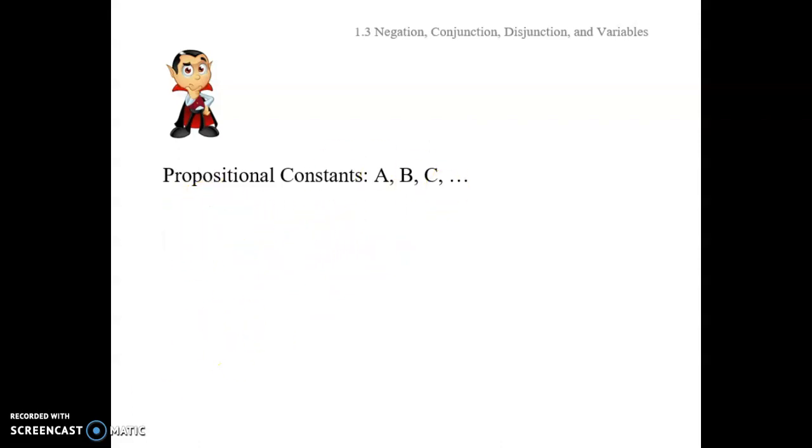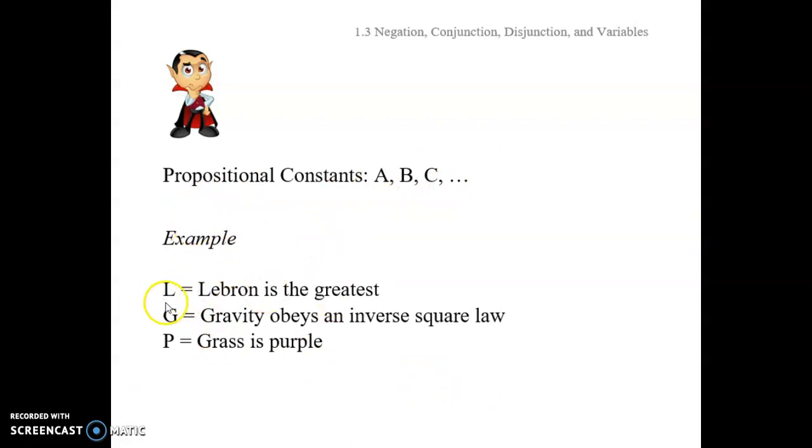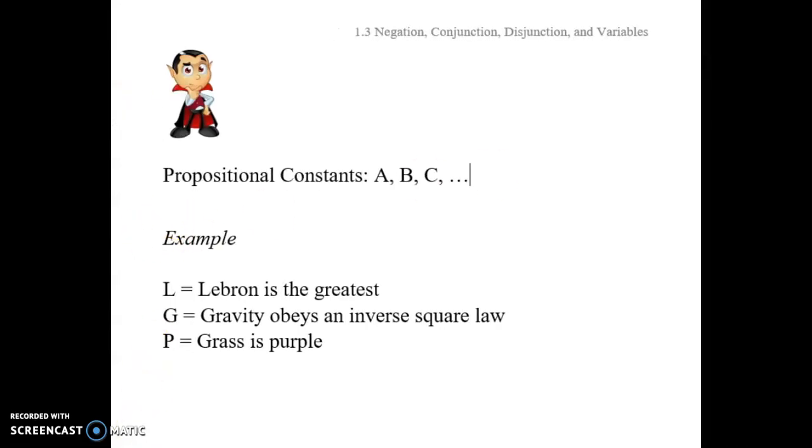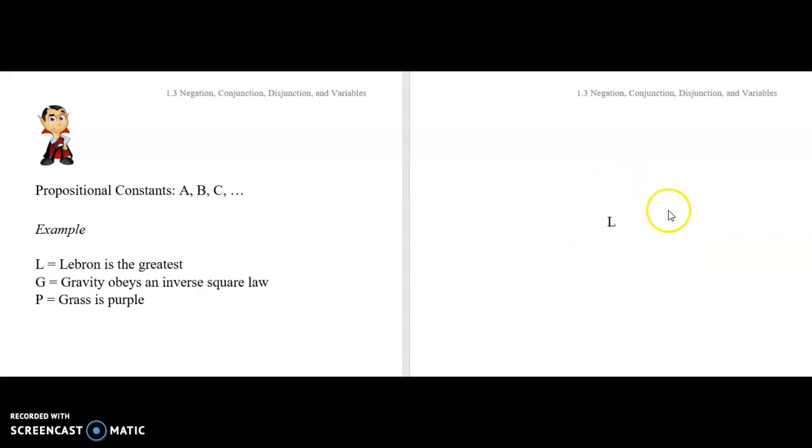So let's do an example. The capital letter L here in this example, for instance, would stand for the sentence or the proposition, LeBron is the greatest, okay? And again, these would be written all by themselves, so you might see it like this on a page all by itself, just L. And someone has to tell you, of course, which proposition it's standing for. And so that's indicated here, right? L is standing for the proposition that LeBron is the greatest, okay? And these are propositional constants. So they stand for a proposition, okay?